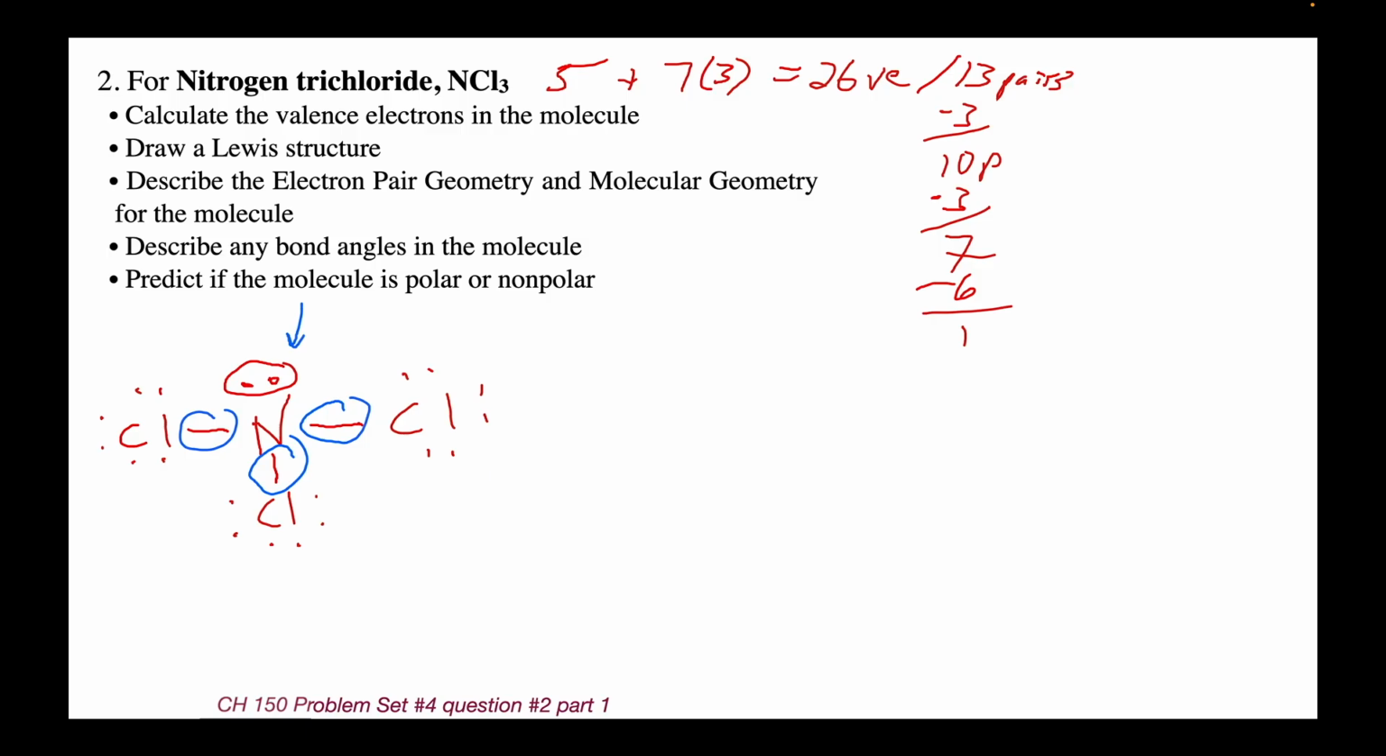So if you have 4 clouds around the central atom, that means then that the electron pair geometry is also going to be tetrahedral. So just like the CH4 example we looked at earlier, nitrogen here is also going to have a tetrahedral electron pair geometry. But the difference now between this structure and CH4 is that nitrogen has a lone pair on it.